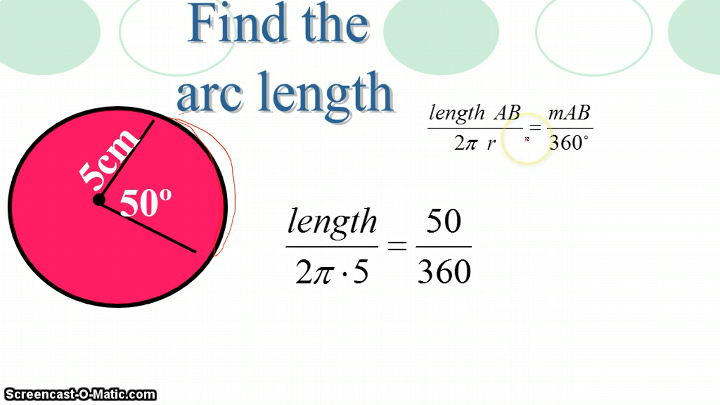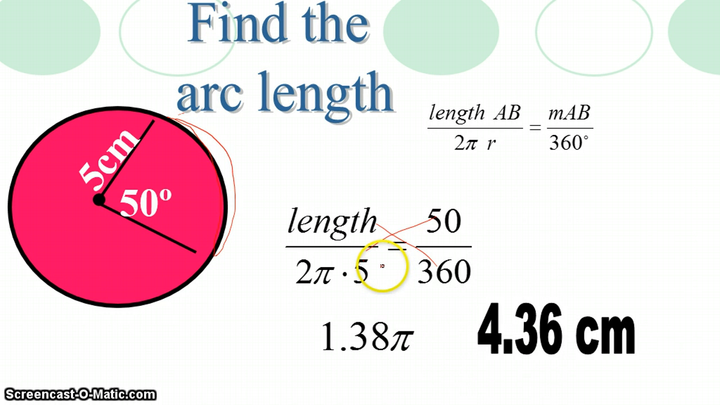So let's set that up. And there we have it. The length over our 2 times pi times radius is equal to our 50, which is the measurement of the arc angle, over 360. So we cross multiply those. 2 times 5 is 10, 10 times 50 would be 500, equal to 360 times L. Then we solve that, and we get that the arc length is 1.38 times pi, or we could multiply that out completely and get 4.36 centimeters.